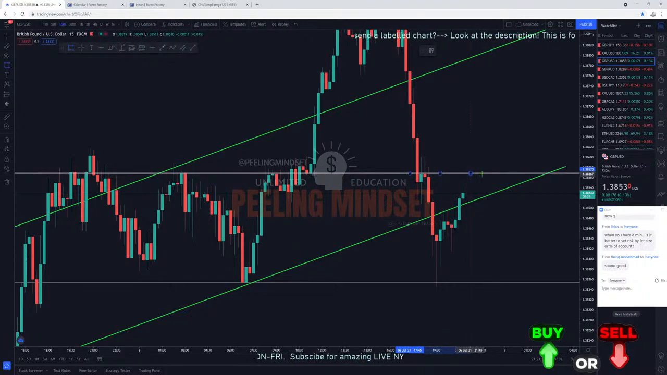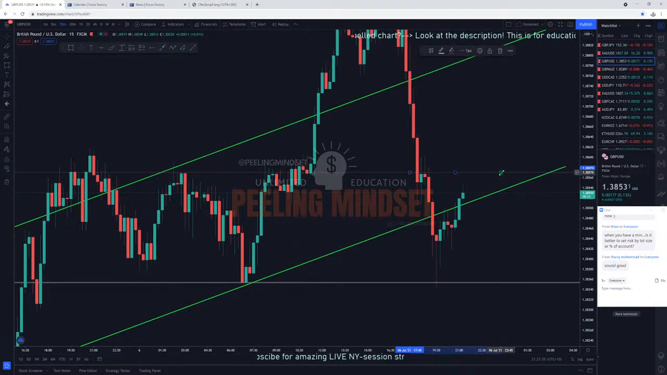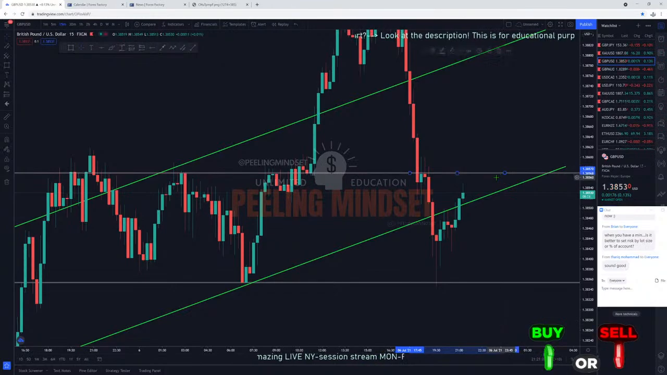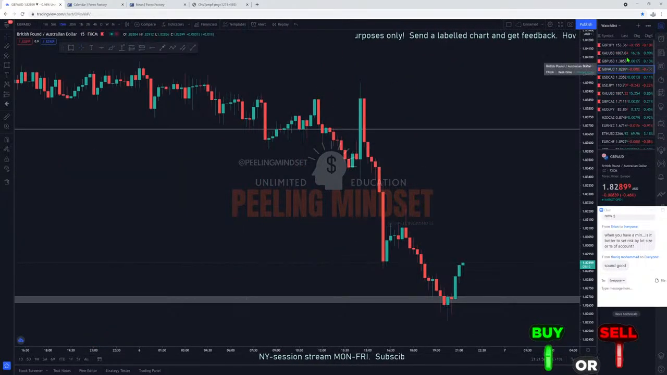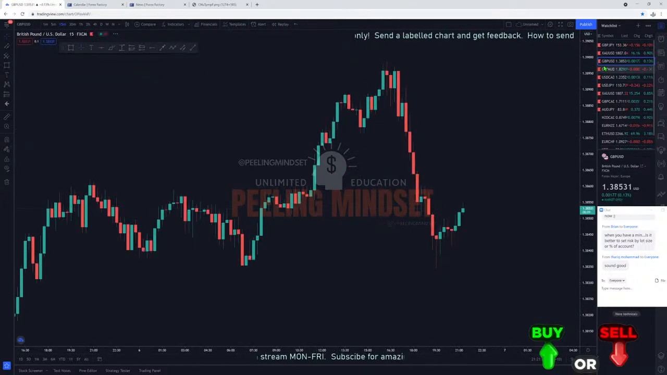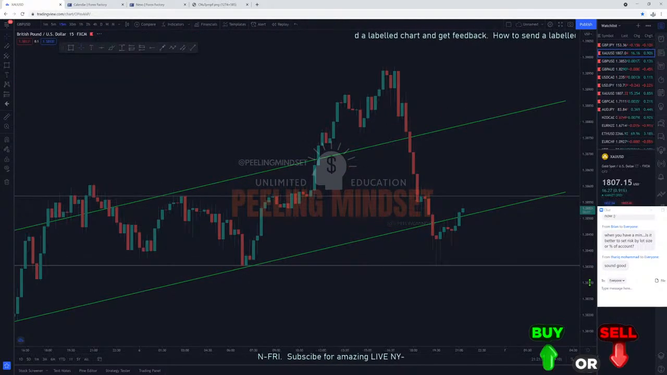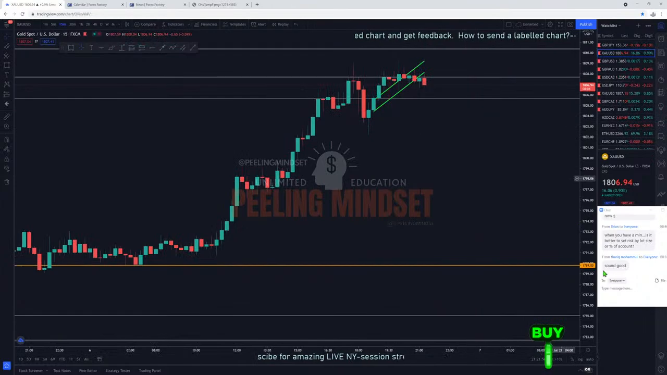Unless, say, a 15-minute or a 30-minute candle starts closing above this resistance, there are chances that pound USD could actually push up. I see possible chances for a push up too in pound USD. So let's see what's going to happen. Are we going to push down in the pound instrument or push up?